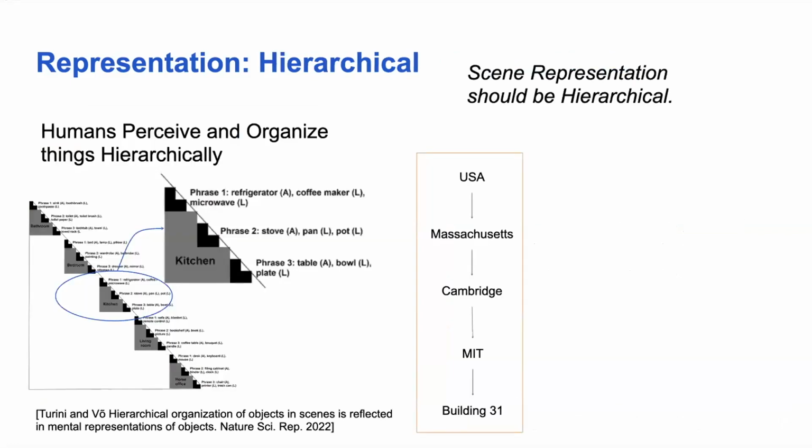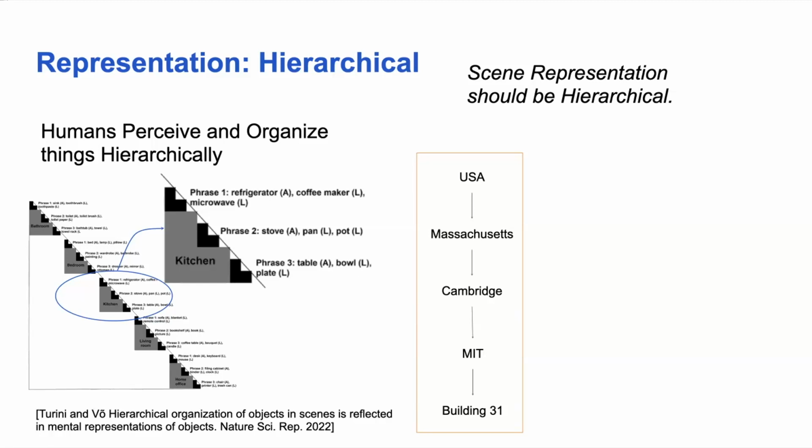The fourth requirement is what I would like to argue is that the scene representation should be hierarchical. Now, why is this the case? If you notice carefully, humans perceive and organize things hierarchically. So my location or anyone's geographic location is a hierarchy. You're in a building, in an institute, in a city, in a town, etc.